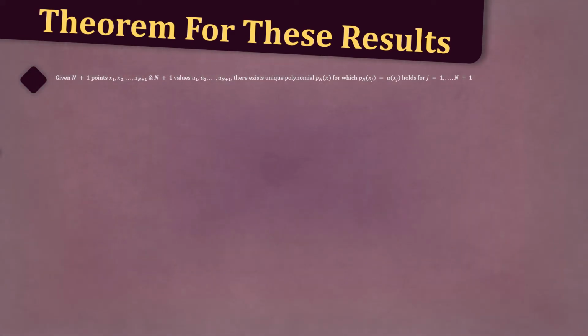Next, let's state a theorem for these results. Given n+1 points x1, x2 all the way up to x_(n+1), and n+1 values u1, u2 all the way up to u_(n+1), there exists a unique polynomial p_n(x) for which p_n(xj) = u(xj), which holds for j equal to 1 up to n+1.